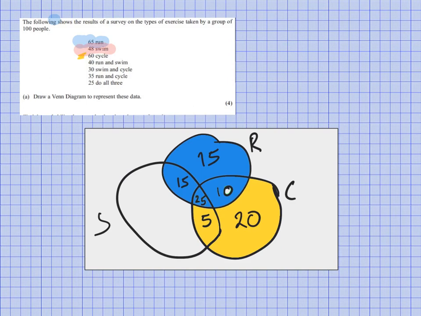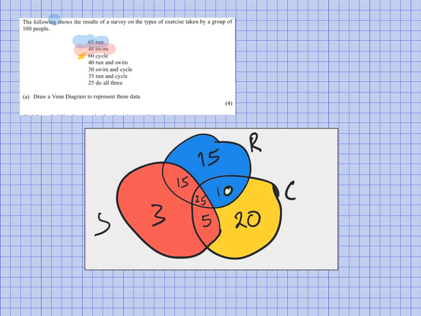Next, we need to look at the number of people who swim. The swim section consists of this bit, this bit, this bit, and the centre. And that contains 48 people. We've already used 15, add 25 is 40. We've already used 45 people, so there are 3 people who only swim. But that hasn't filled the whole thing.